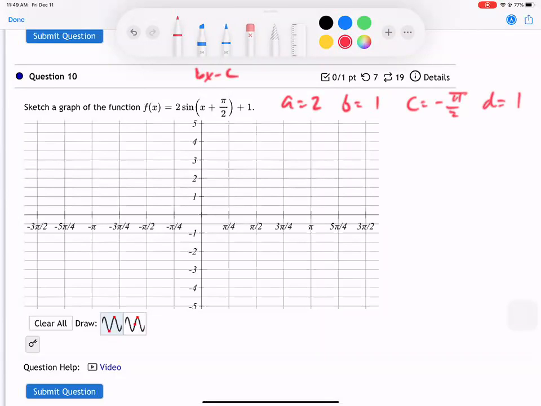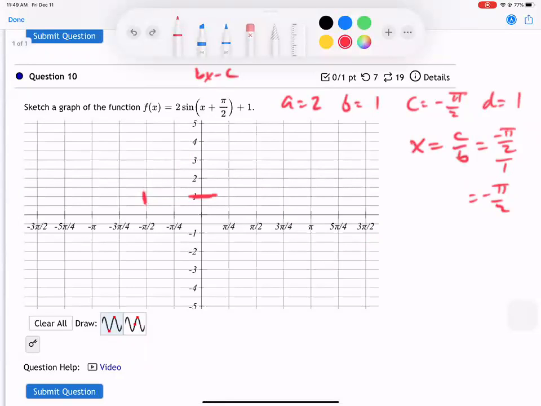Okay, you're going to graph the D is 1, so we're here. Our phase shift is x equals C over B. Make sure you make that correction. So that's going to be negative pi over 2 over 1. It's nice. That says negative pi over 2. Great. So at negative pi over 2, this is where I'm going to start my graph, right here. This is a sine graph, so I know it's going to look something like that, probably.